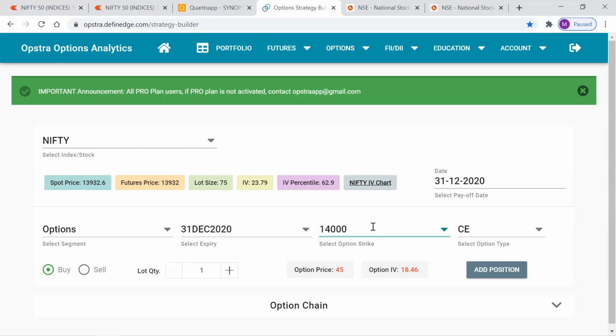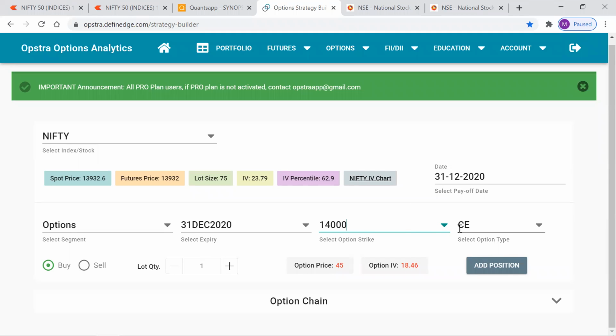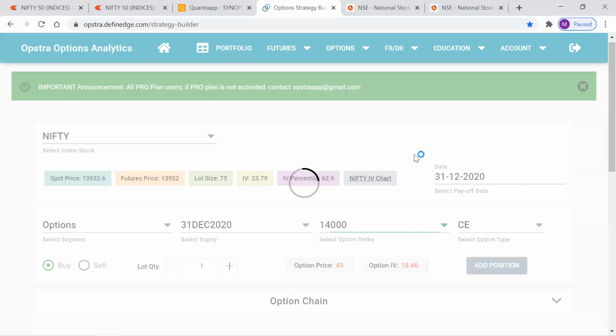Let's talk about the buying call scenario. I have selected Nifty and options, and 31st December is the expiry. I'm estimating that Nifty 50 will cross 14,000 before 31st of December. For that, I am bullish, so I need to buy call or sell put. Here I'm buying call. CE is nothing but call European, which is nothing but call. I have selected buy and one lot. So I'll add position.